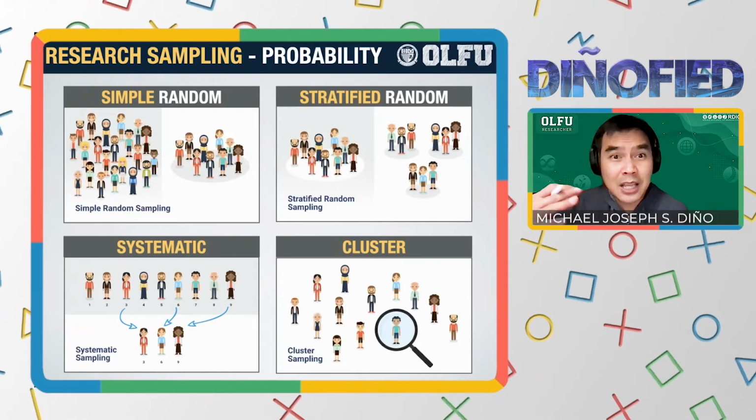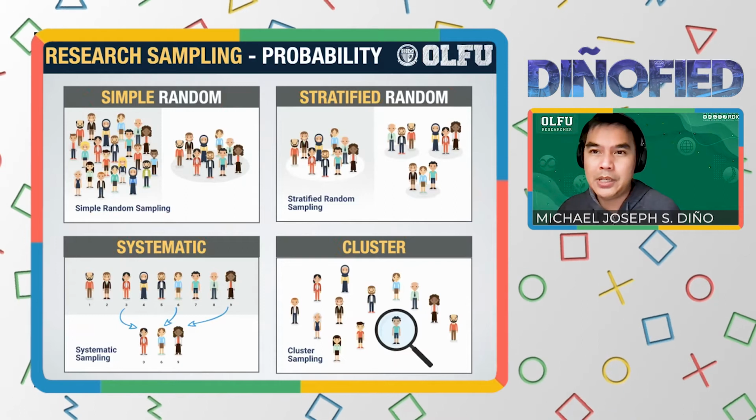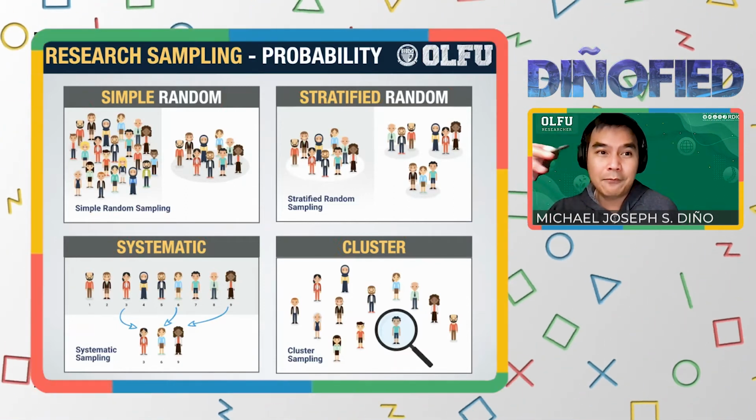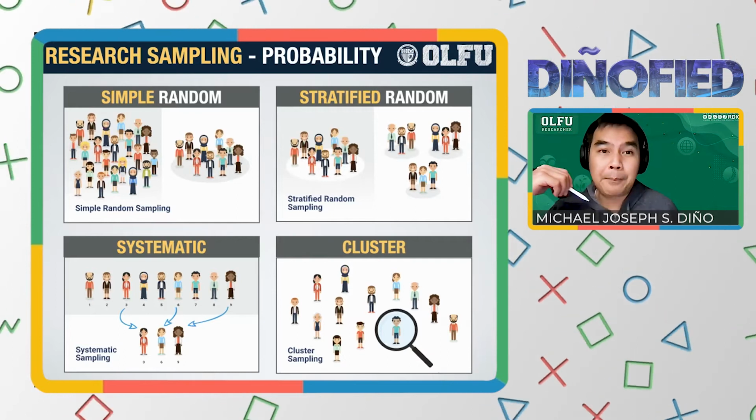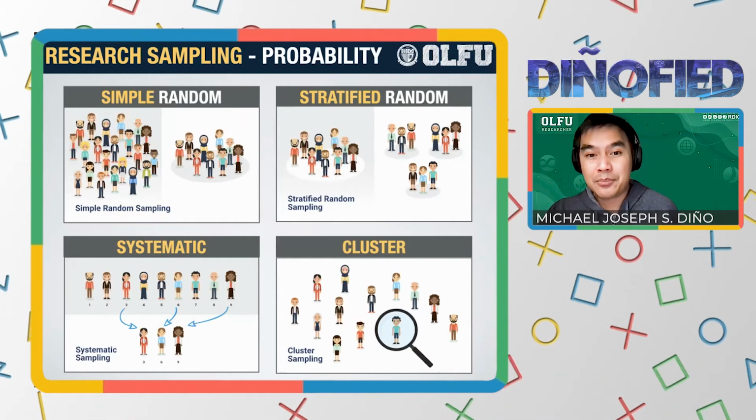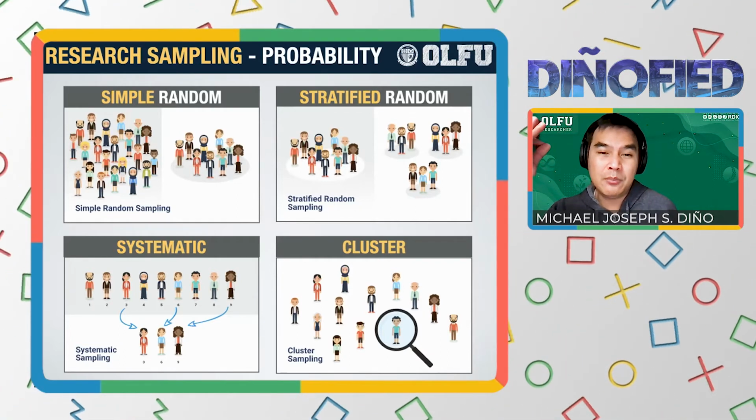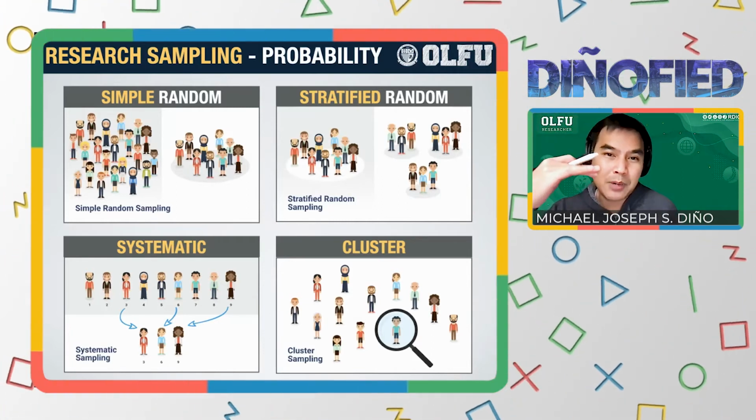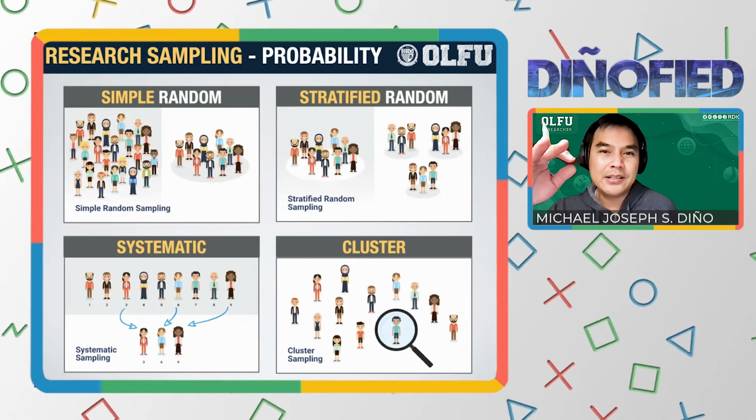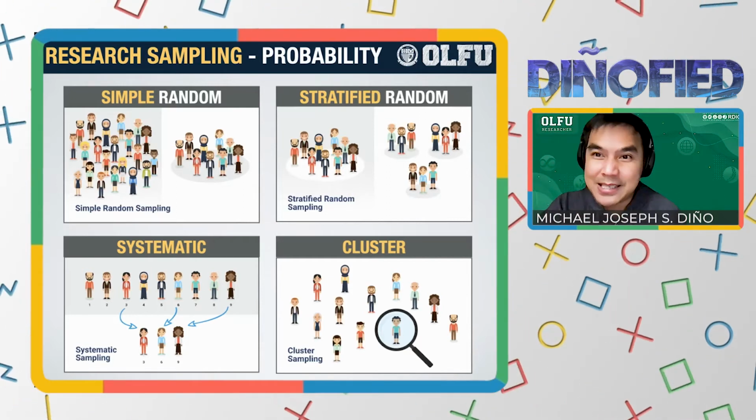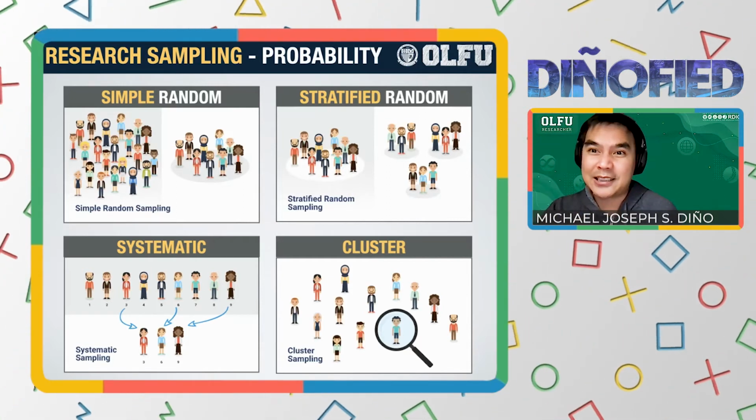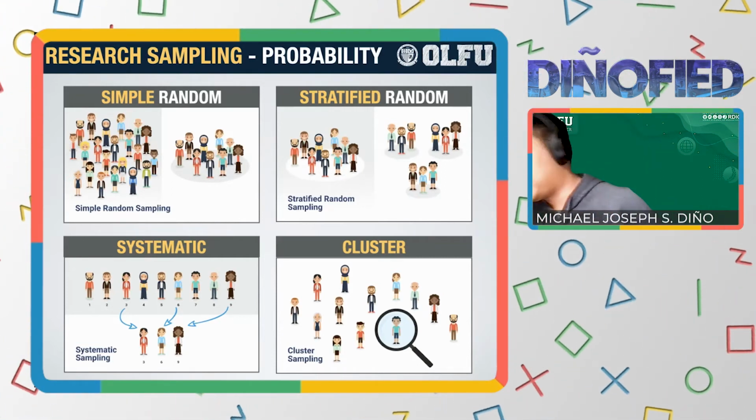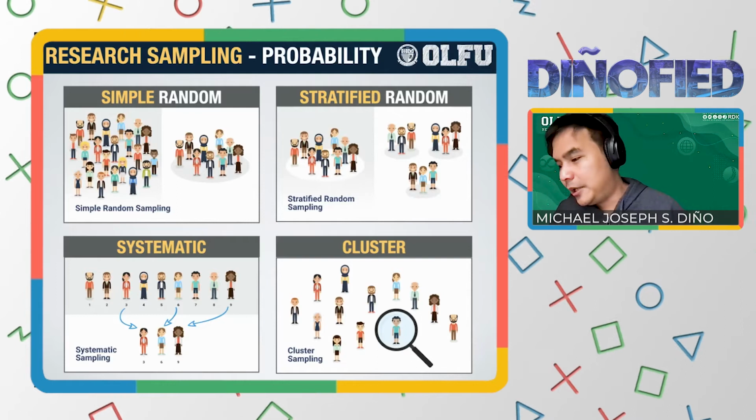Okay, meron din tayong tinatawag na multi-stage, which is also probability. So when we say multi-stage sampling, it is a combination of one or more probability sampling. For example, first, i-stratify mo muna, then after mo stratify, pwede mo siyang i-systematic sample for each strata. So yun yung tinatawag nating multi-stage sampling, a combination of one or more approaches in probability sampling.